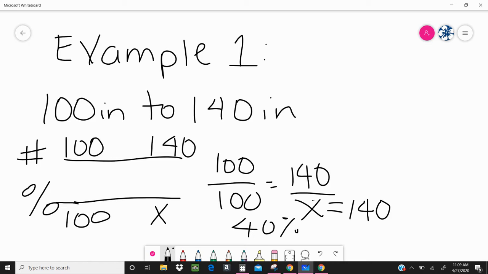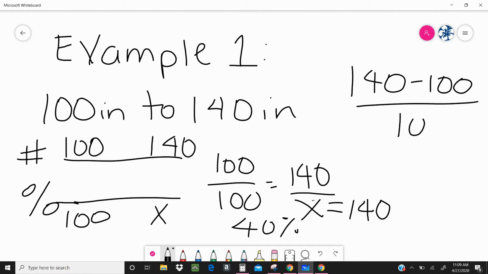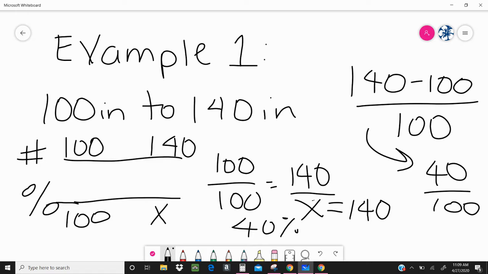The other way is to do the subtraction. So we put 140 minus 100, divided by what we started at, and we started at 100. So when we do 140 minus 100, we get 40. And 40 over 100 equals 40%.